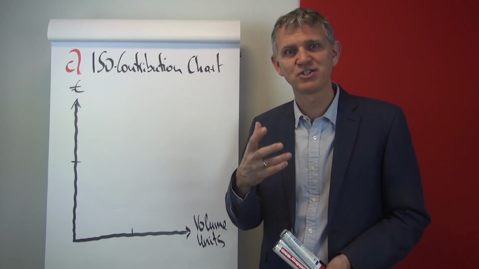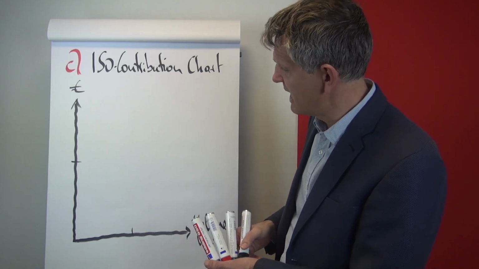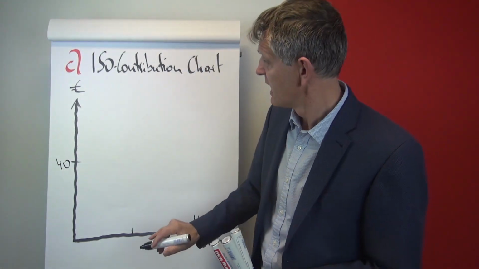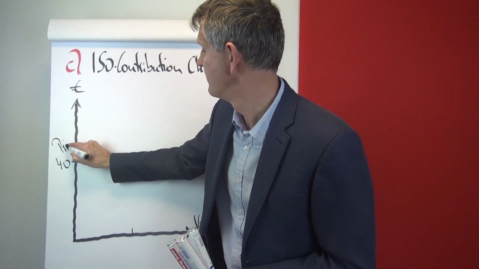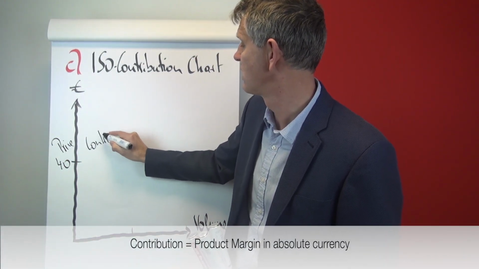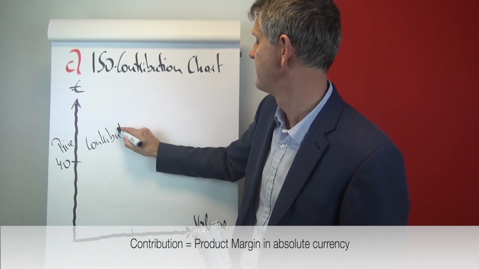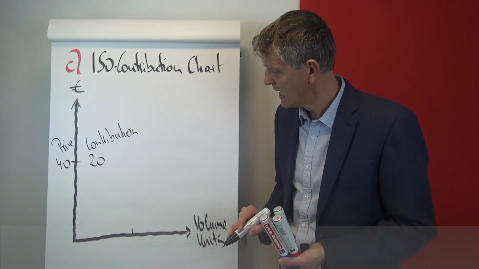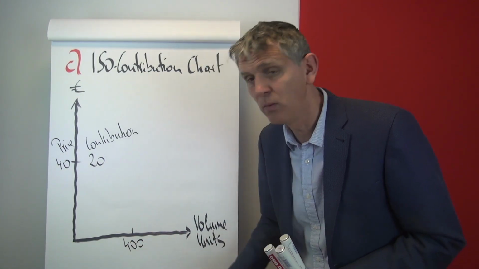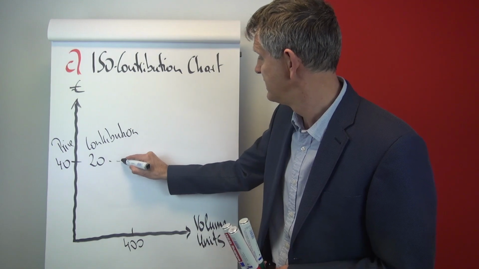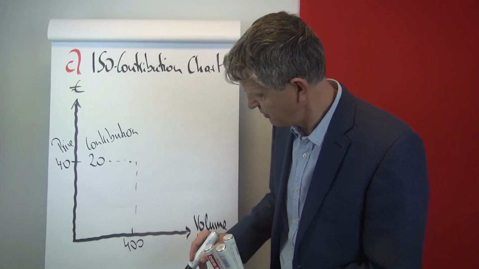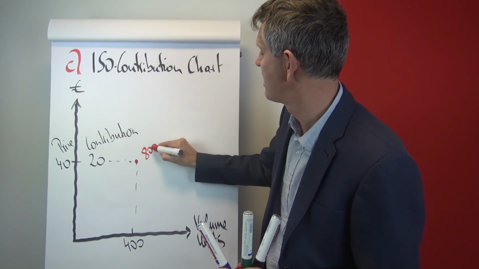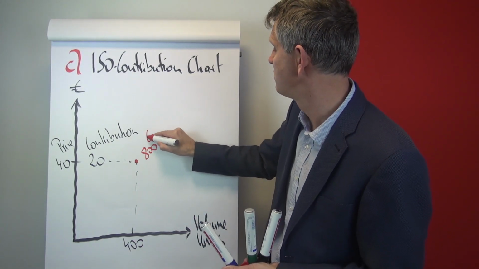All you need is to know what is my price, let's assume it's 40, and what is the contribution of the product we are talking about. If it were, let's assume 20, and we had an actual volume of 400, this means that we generate for this very moment a total of 8,000 euros of contribution.